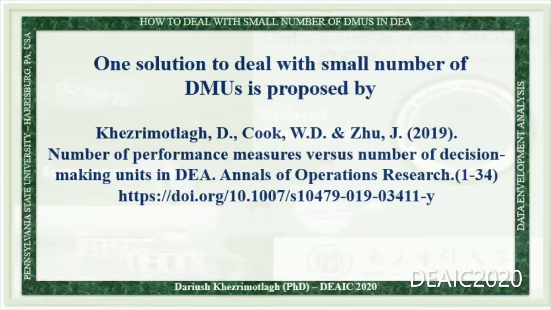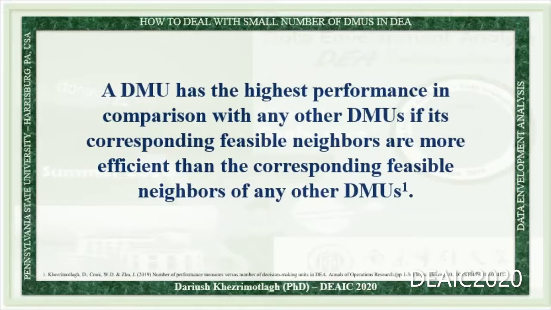One solution to deal with the small number of DMUs is proposed by Khezrimotlagh, Cook, and Zhu in 2019, and I'm going to illustrate that methodology in this presentation. The methodology is based on the fact that a DMU has the highest performance in comparison with any other DMUs if its corresponding feasible neighbors are more efficient than the corresponding feasible neighbors of any other DMUs.